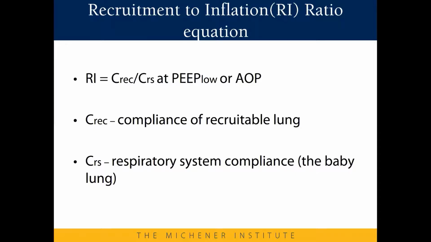So the recruitment to inflation ratio is looking at the compliance of our recruitable lung, abbreviated here, and dividing it by the compliance of the respiratory system, and that is essentially our baby lung. And it looks at dividing those two things at our low PEEP value.